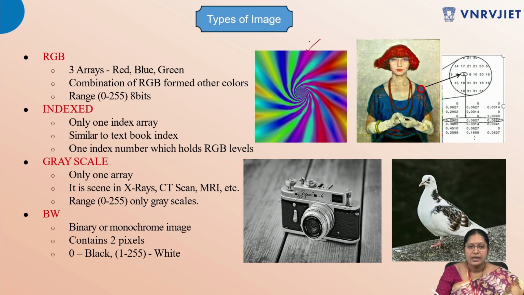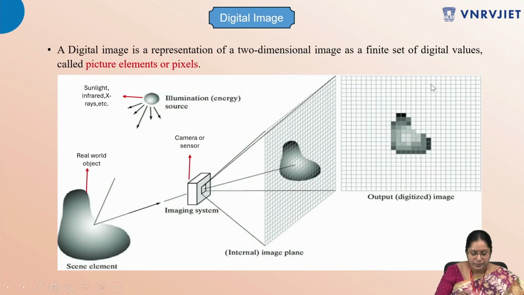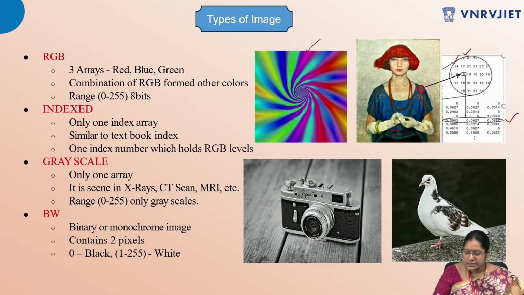The next one is the indexed image. It is defined by using only one index, just like the index in our textbook. One index number holds RGB levels. Here in this picture, this is the index table and this one is the lookup table. The elements in the matrix are not the real colors; they represent only the index points. The lookup table has the original colors in the color palette.